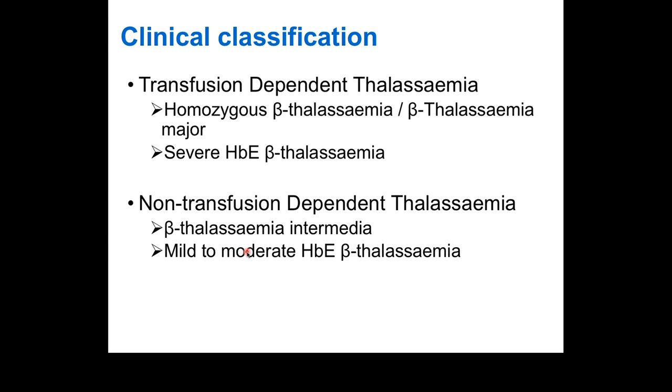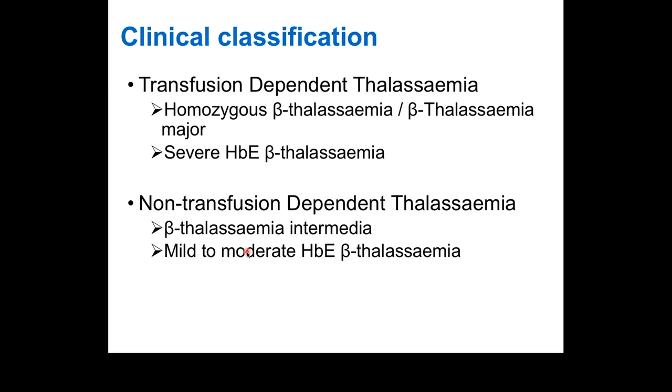Non-transfusion dependent thalassemia patients are beta thalassemia intermedia patients, which is a complex genotype. Generally they have a heterozygous beta thalassemia mutation, who would otherwise be beta thalassemia trait, but due to various genetic modifiers, they have a more severe anemia than beta thalassemia trait, so they will require infrequent blood transfusion. Similarly, mild to moderate hemoglobin E beta thalassemia patients will be non-transfusion dependent thalassemia.